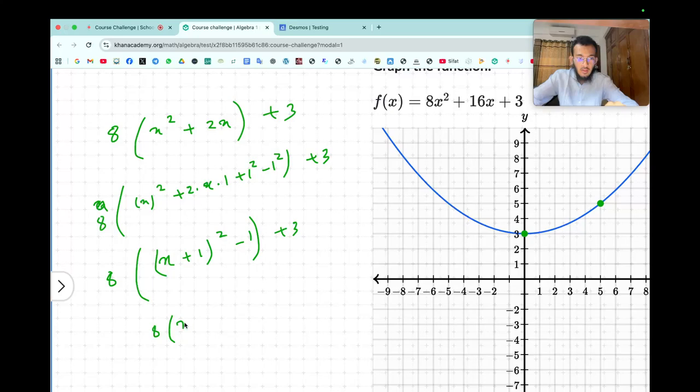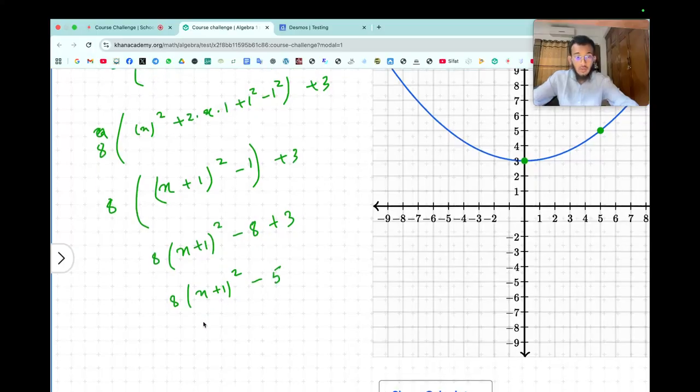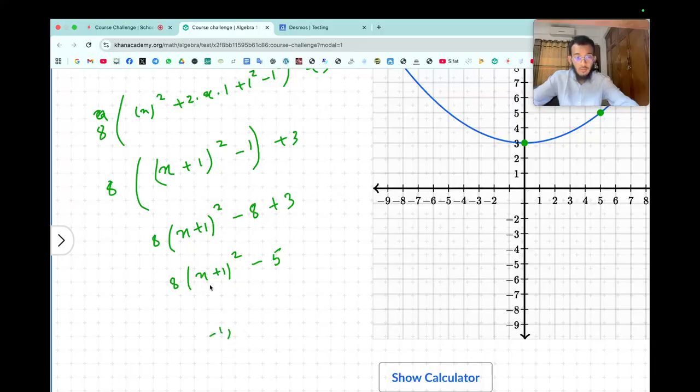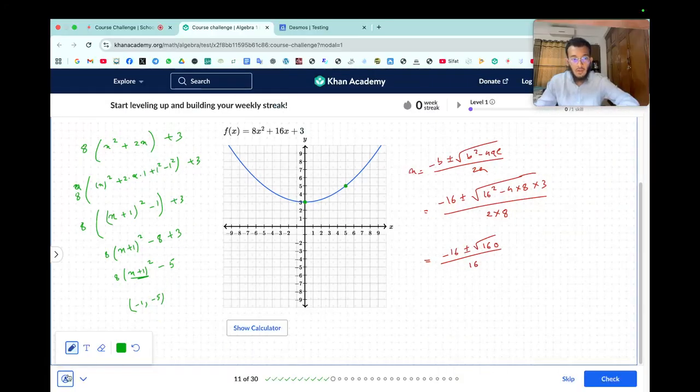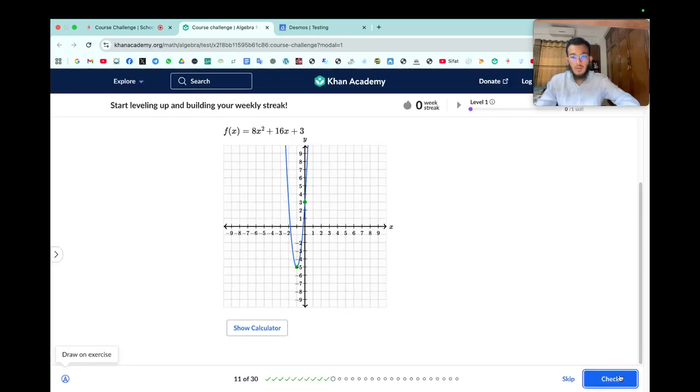Lifting up the bracket, we have 8 times x plus 1 whole square, negative 8 positive 3, which is negative 5. So the vertex is negative 1, because we put this bracket equal to 0, and negative 5. So for x equals negative 1 we have y equals negative 5. These 2 points should allow us to graph this function correctly. There we go.